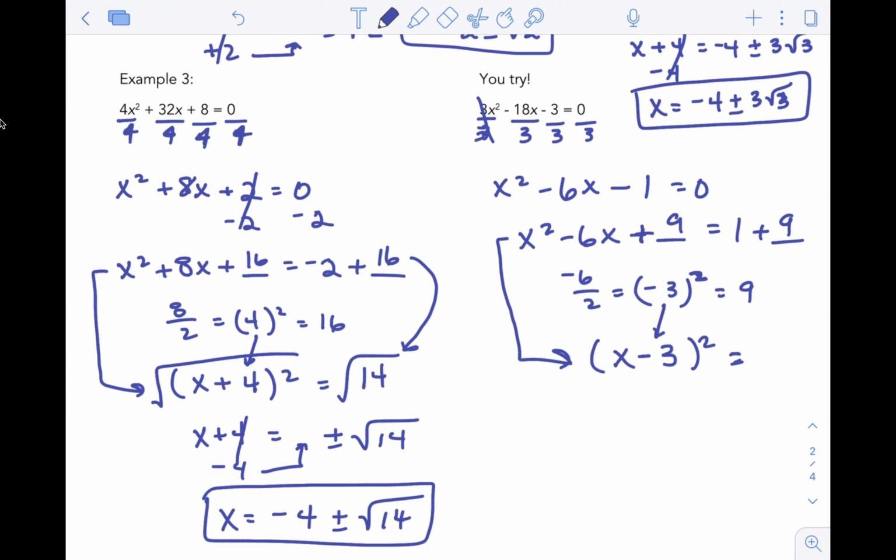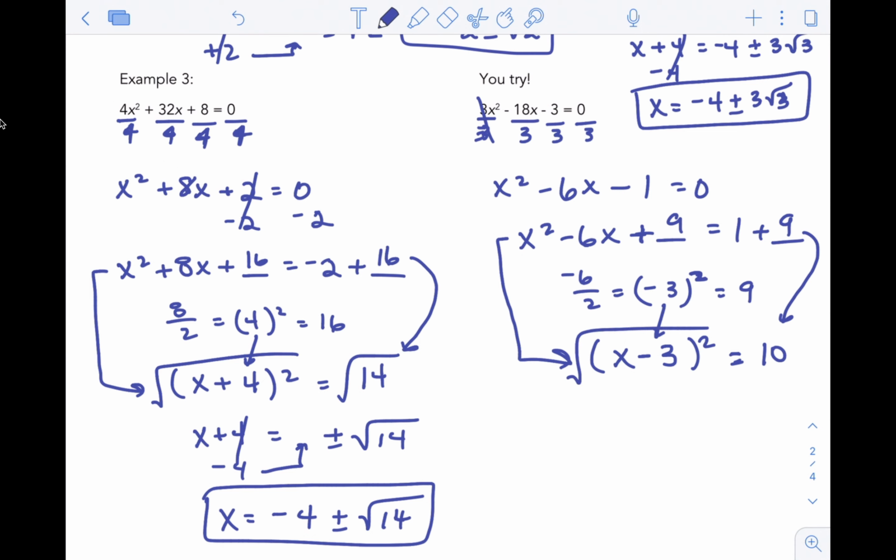I want you to notice, especially on this one, that the minus is important. Negative 6 cut in half is negative 3. Negative 3 times negative 3 is positive 9, and negative 3 plus negative 3 is the negative 6 in the middle. You need the sign to stay there. And then that would equal 10 because you've got this 1 plus 9.